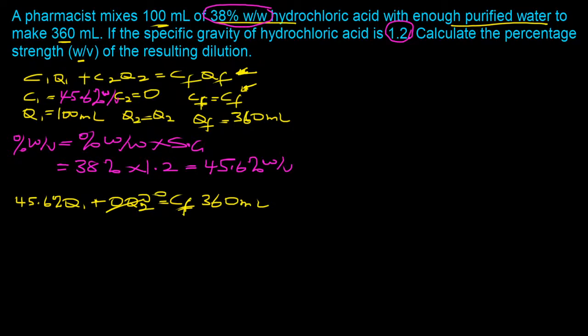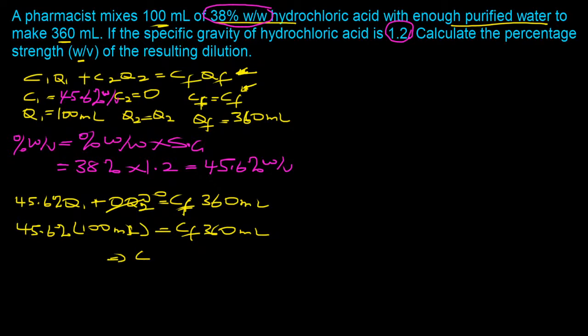And you have 45.6%. But by the way, Q1 is actually 100, so we can multiply that by 100 milliliters. And that should be equal to C final times 360 milliliters. So we can solve for C final by dividing both sides of the equation by 360 milliliters.